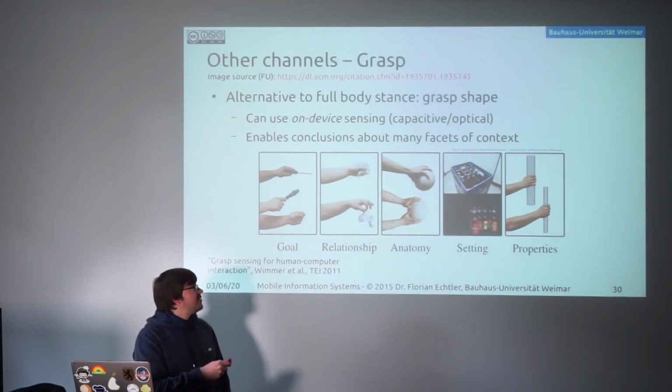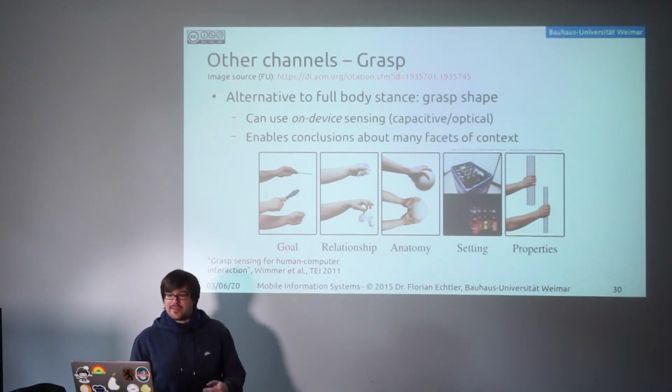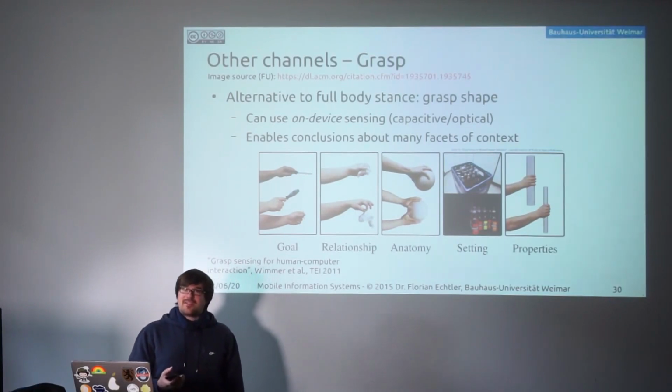And as you can see here in these images, the shape of the grasp can actually allow you to draw quite a number of conclusions about your relationship to the object or what you want to do with the object. And this is also something that might help for mobile context sensing, for example.